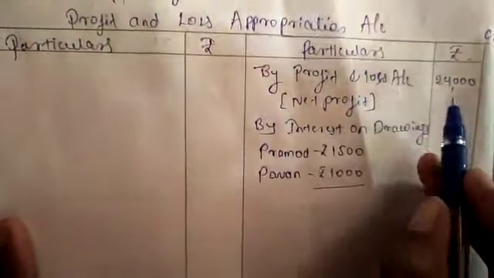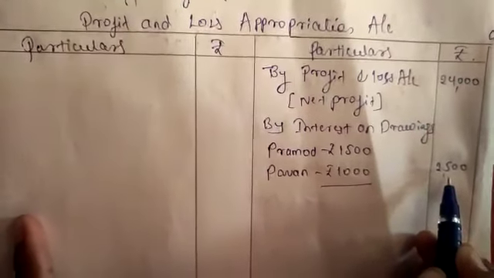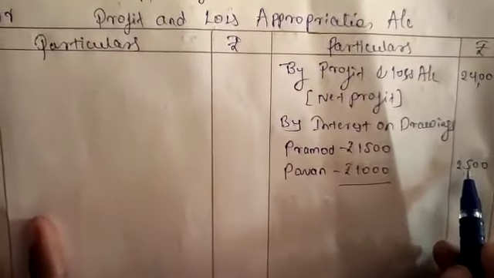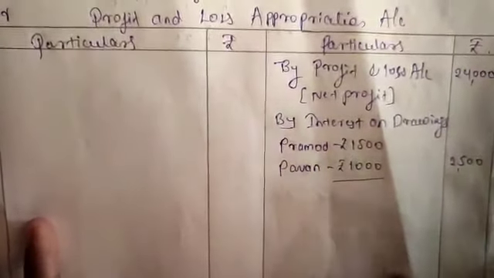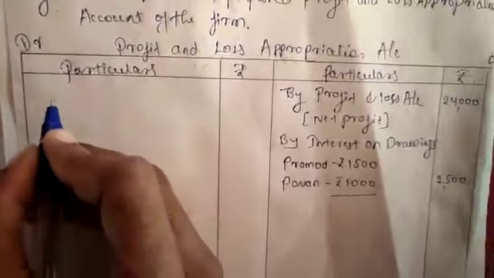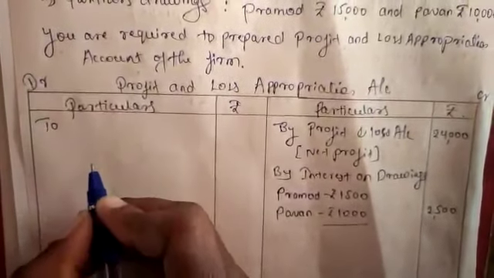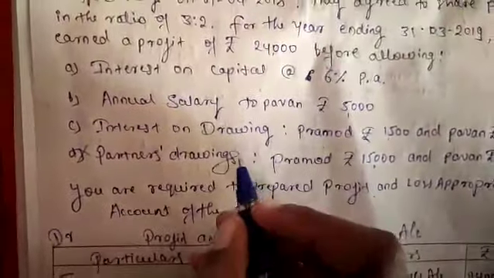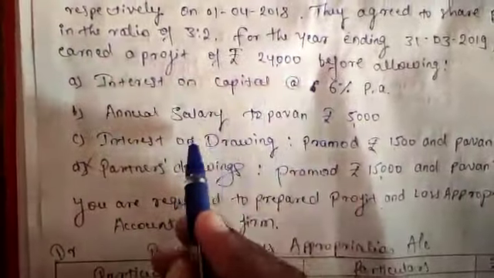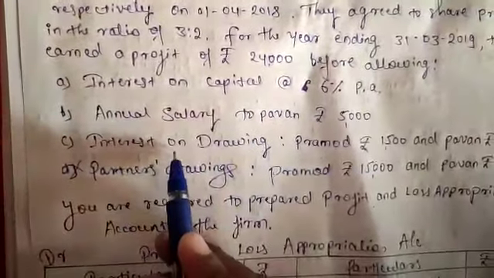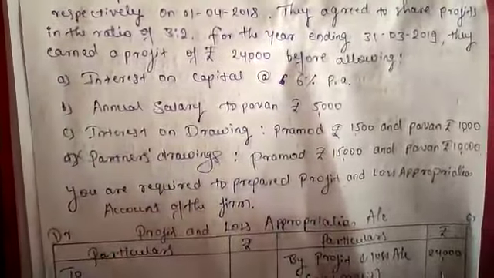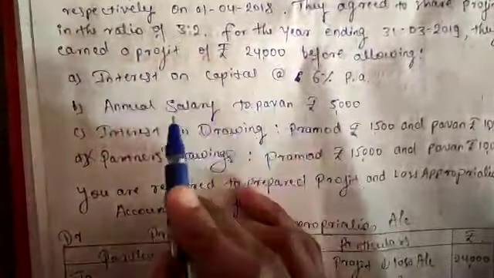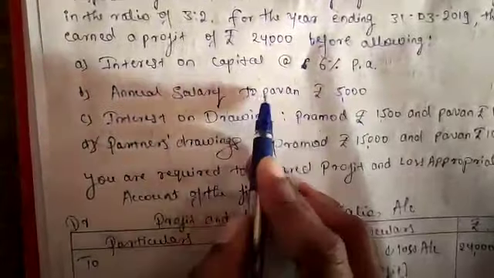How much does the total fund become here? 24,000 plus 2,500, it is 26,500. This total fund of 26,500 you now have to spend. Now you spend that income on the debit side. First, all the expenditures they have given here: interest on capital and annual salary to Pawan. Interest on drawings is the income. Only 2 expenditures are given here, that is interest on capital and salary. Whose salary is it? Pawan's salary.